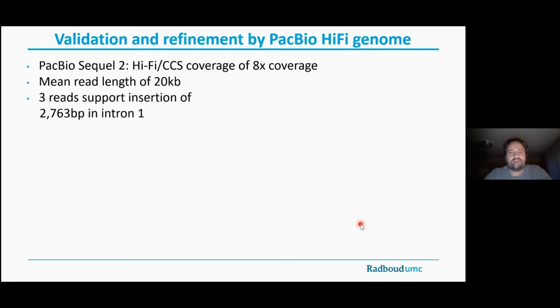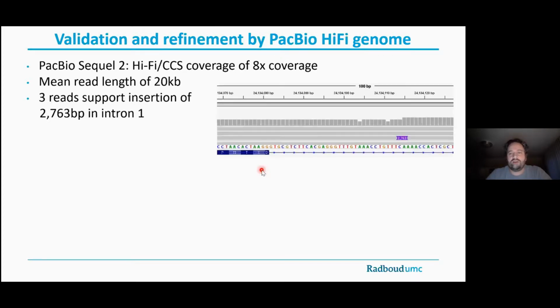So therefore, at the end, we decided to perform PacBio HiFi sequencing. So we created a library of 20 kilobase pairs and sequenced the genome with an average of 8-fold coverage. And that validated the insertion, but also made it more refined. So thanks to the sequence context we now get from the long-read sequencing, we now know that this is an exactly 2,763 base pair insertion in intron 1 of the SMARCB1 gene.